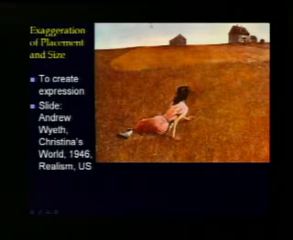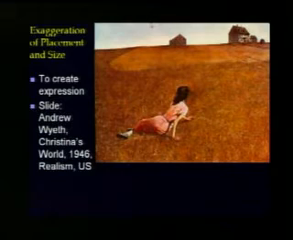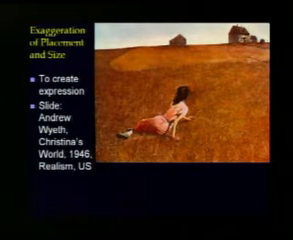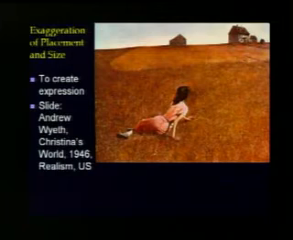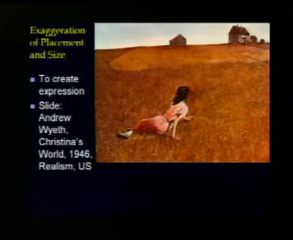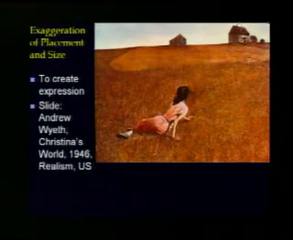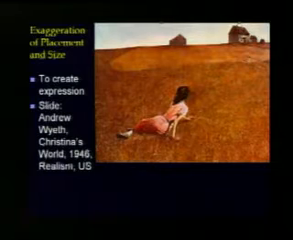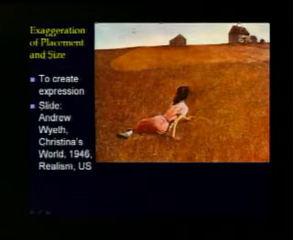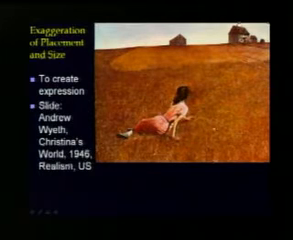Artists in Western culture, in Europe and the United States, have not only used these ideas of placement and size for naturalism, but they've also used them for expression. It's a way of emphasizing some particular emotion or something that they want you to feel in the work of art. And you see that here with Andrew Wyeth. This is called Christina's World. It's a very famous work that Andrew Wyeth did.